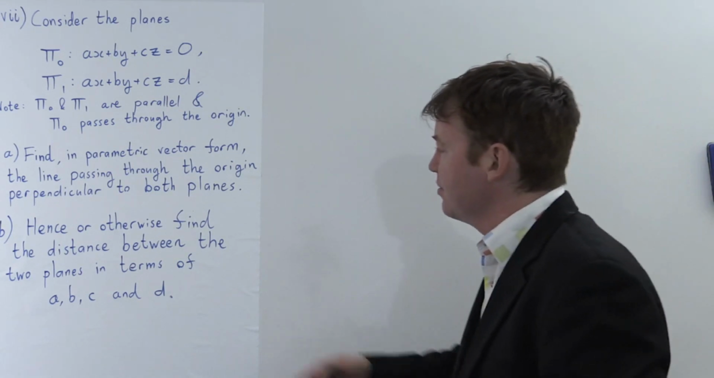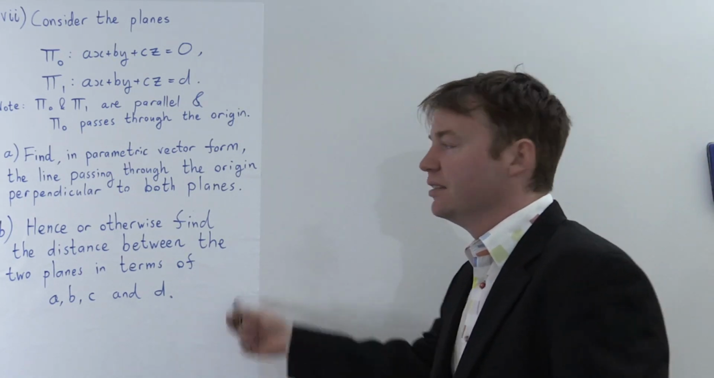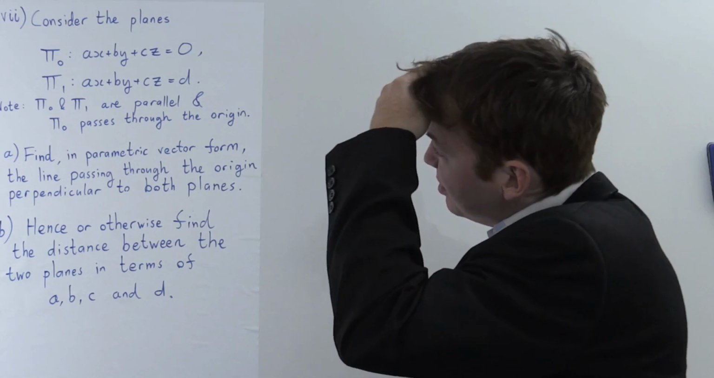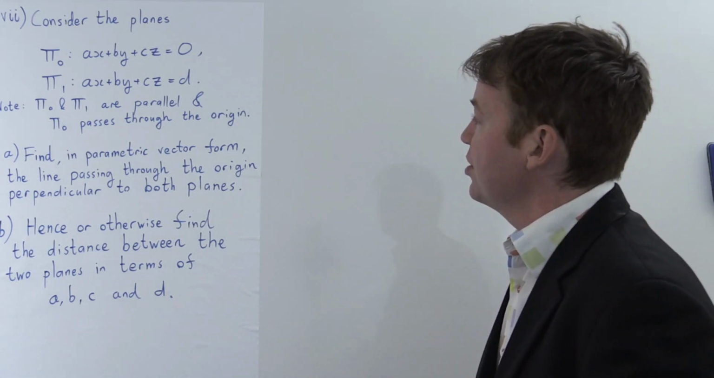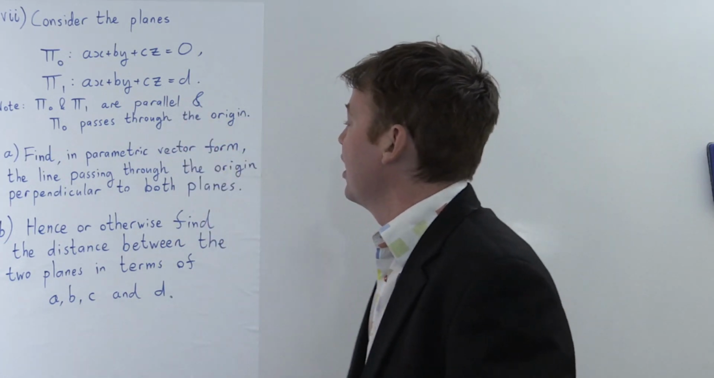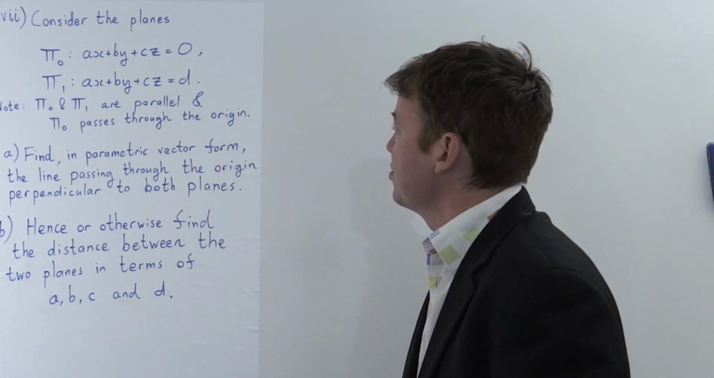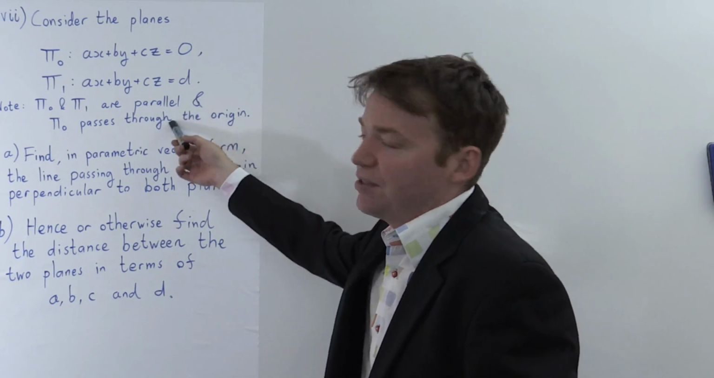I think this is the final question of the 1131 paper? Yes, this is. Okay, so this is kind of a meaty question. You have two planes, they are parallel. So you're told they're parallel, and that one of them passes through the origin. But this is just the question being nice to you.